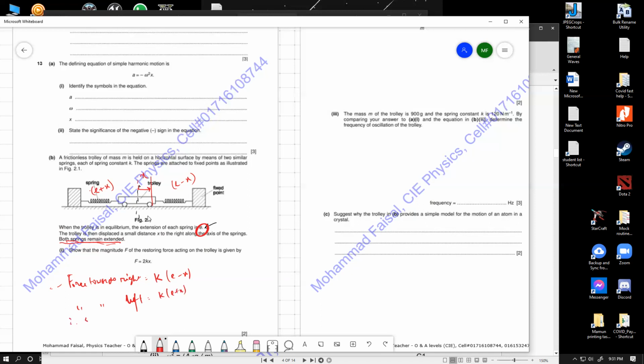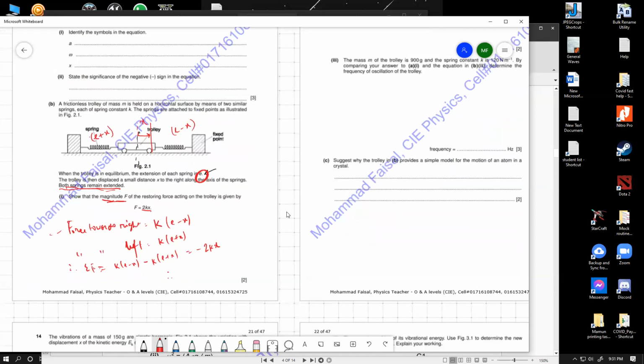Therefore, resultant force is the subtraction of these two things. So that would be K into E minus X, minus K into E plus X. K crosses out. I simply get minus 2kx. It's actually perfectly okay if I get minus, because the question asks me the magnitude F of the force, which is 2kx. So I can write therefore magnitude is 2kx, and that's basically it.